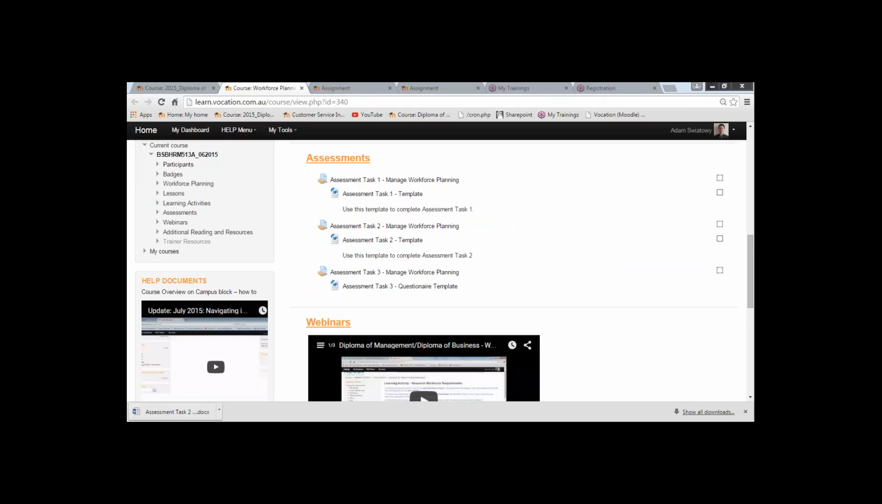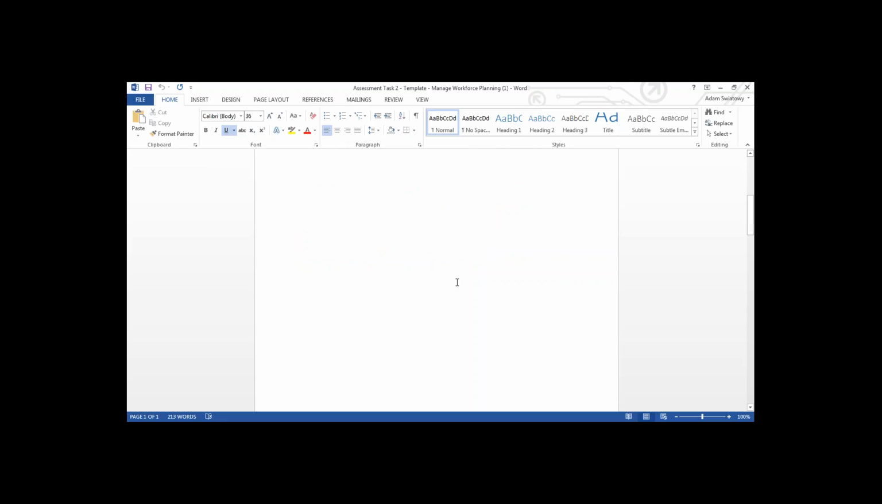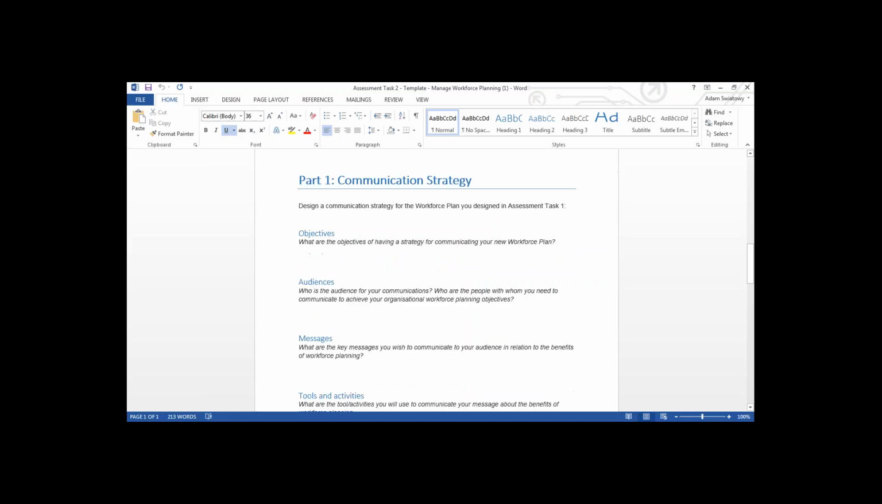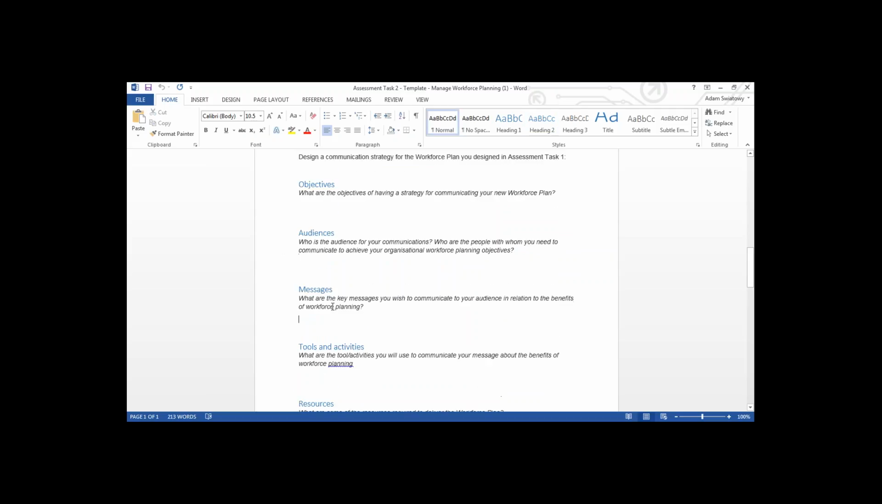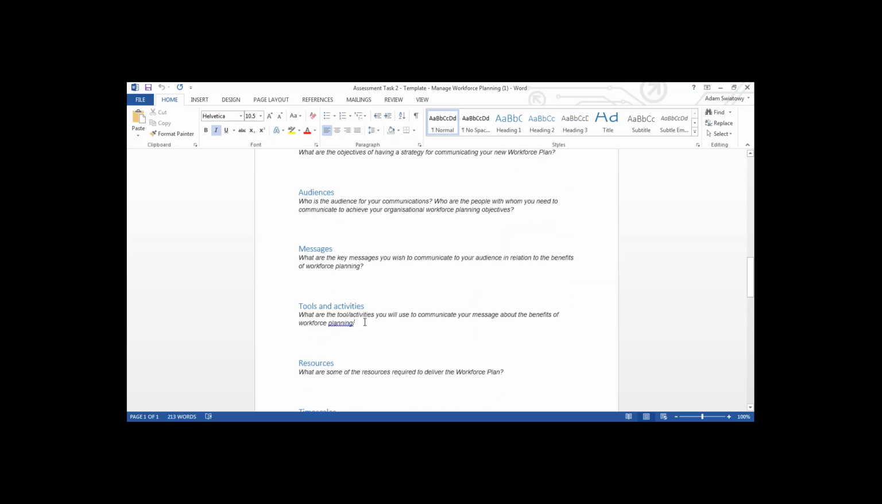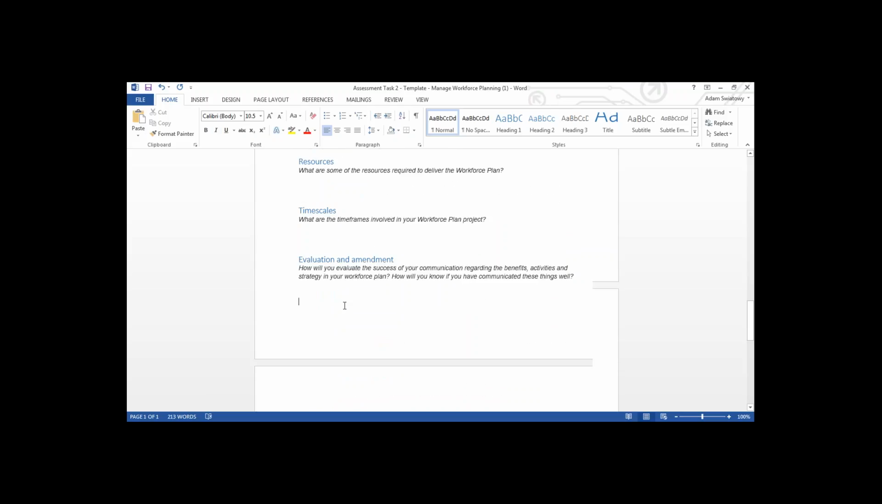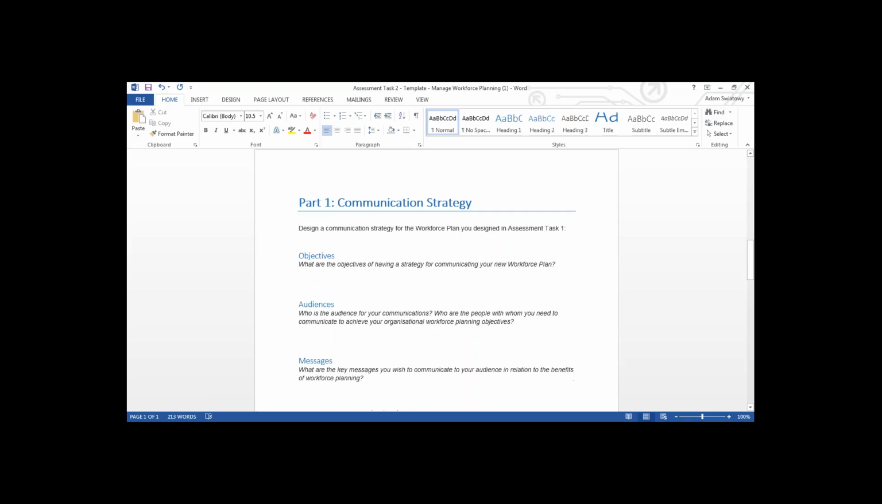Okie dokie. And there it is, the assessment task number 2, workforce planning template. So this is, as I mentioned, a nice continuation from what you've just done. So this is a communication strategy for the workforce plan that you've just designed. You just need to cover each of these points. So we've got a series of dot points for you: objectives, audiences, messages, tools and activities, resources, time, and evaluation and amendment. And then we'll move on to part 2. So let's go through each of these.